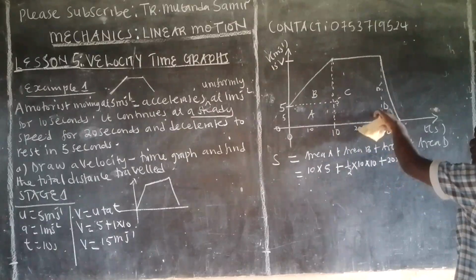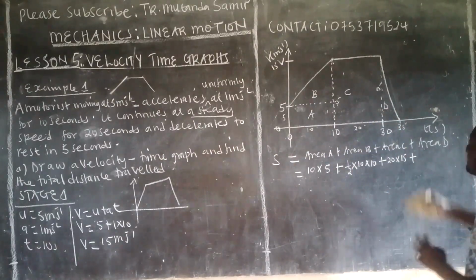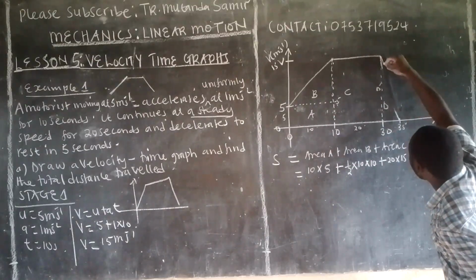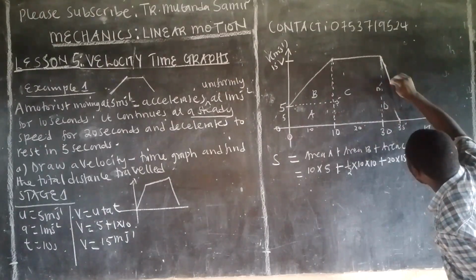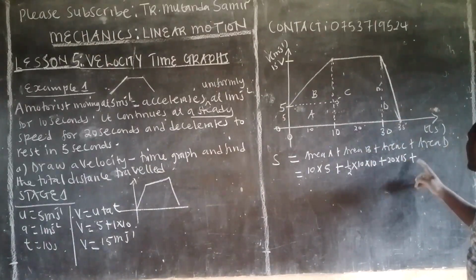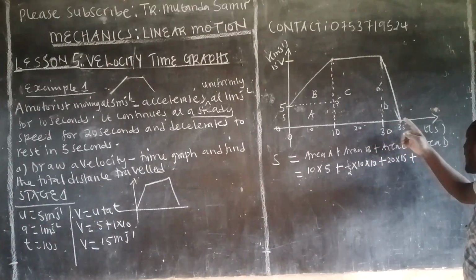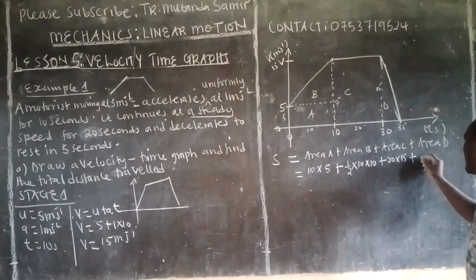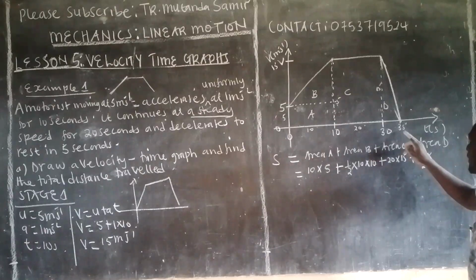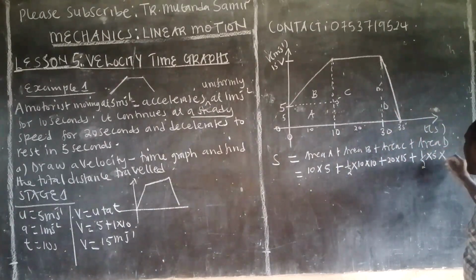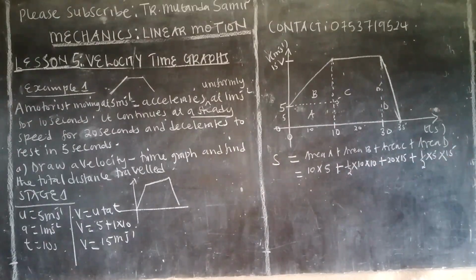Now area of D, this triangle. We now have a triangle, which is a half base height. So the base is 35 minus 30, which is 5. So we shall say a half times 5 times the height from up here, which is 15. Then from there you get your calculator, compute, and get that answer.